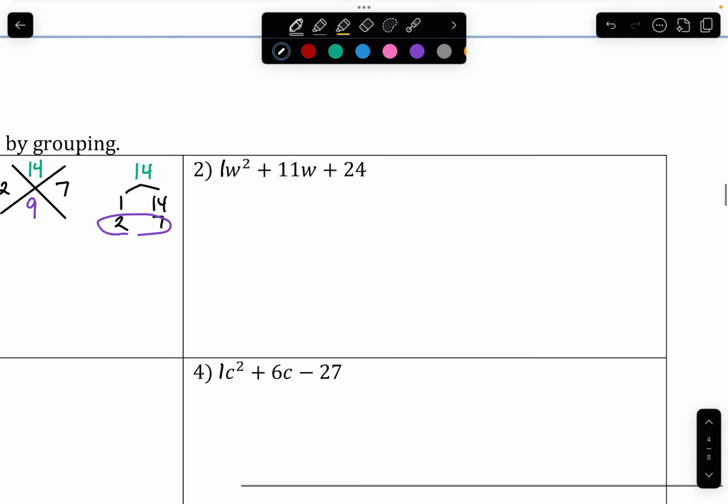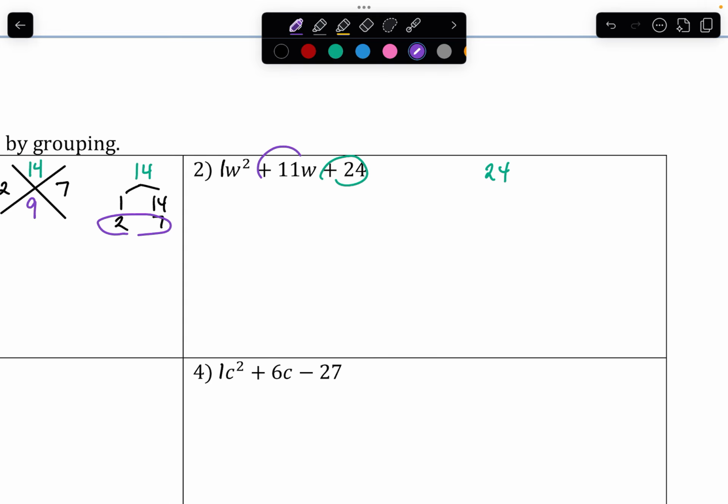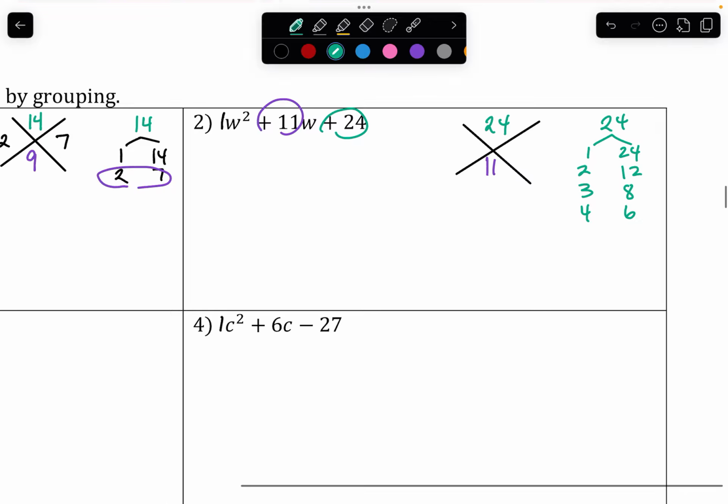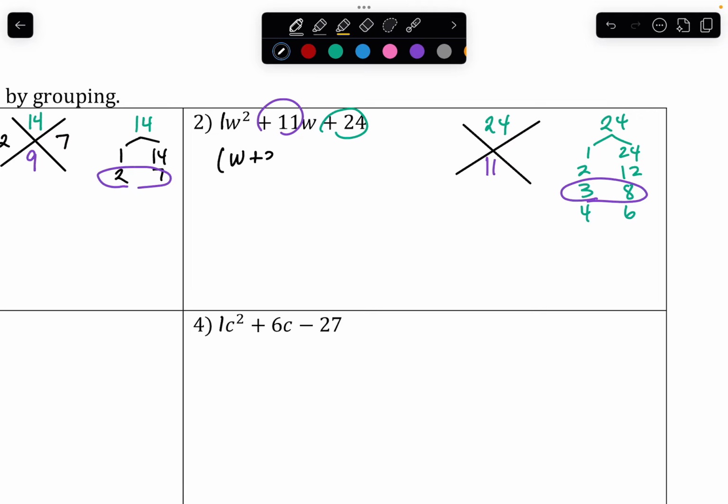Okay, for this next example, we're looking for two numbers that multiply to 24 but add to 11. Multiply to 24 but add to 11. And so I make the t-chart for 24. We have 1 and 24, 2 and 12, 3 and 8, 4 and 6, 5 doesn't work, so these are all of them. And the pair that adds to 11 is 8 and 3. And so this factors to w plus 3 and w plus 8.